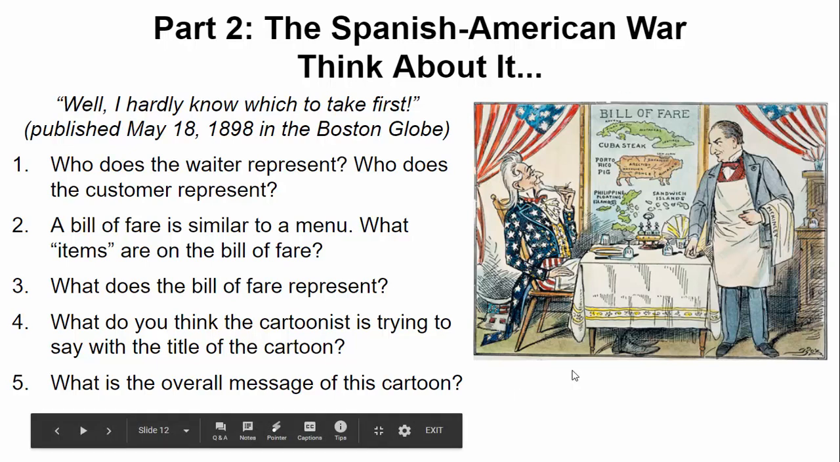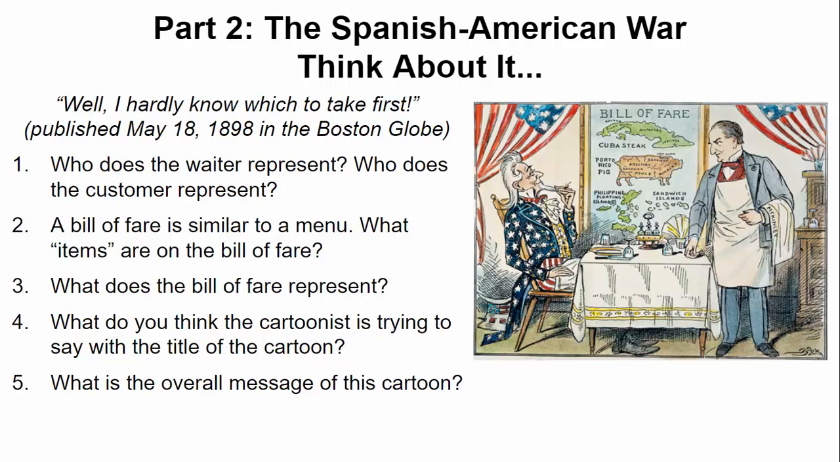And then looking at the title, what do you think the cartoonist is trying to say with the title of the cartoon? That title being, "Well, I Hardly Know Which to Take First." And then what is the overall message of this cartoon? As far as, is this in favor of what we did in the Spanish-American War? Is it against it? Is it just making an observation? And if it's just making an observation, what is that observation? What is the overall message here? I'm going to leave that up on the screen for a little bit longer just to give you a chance to answer those questions.